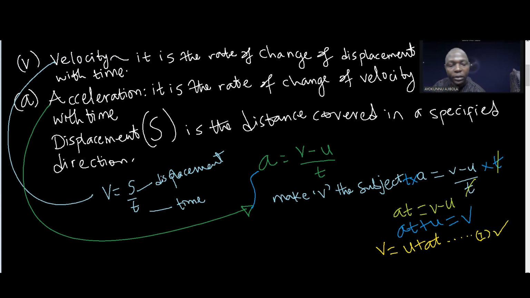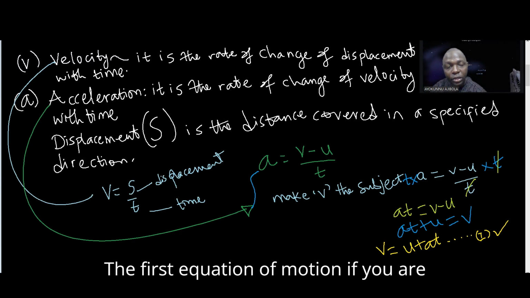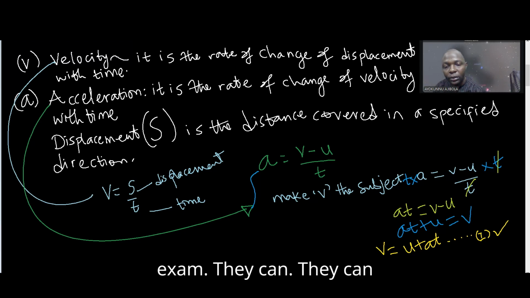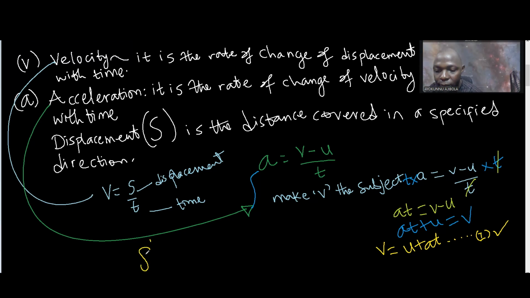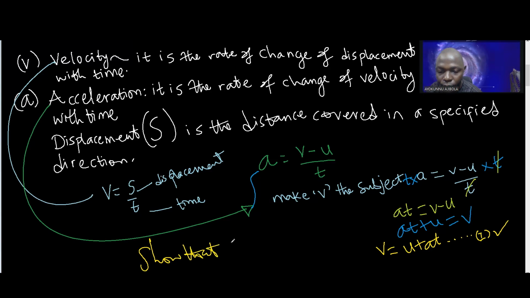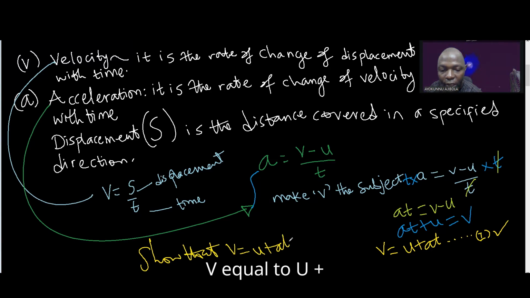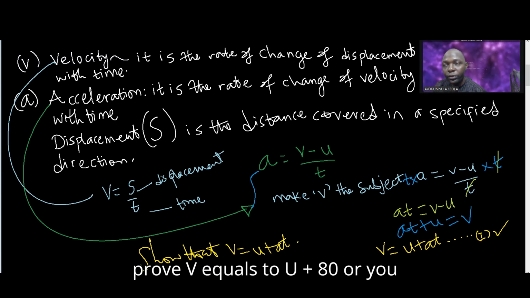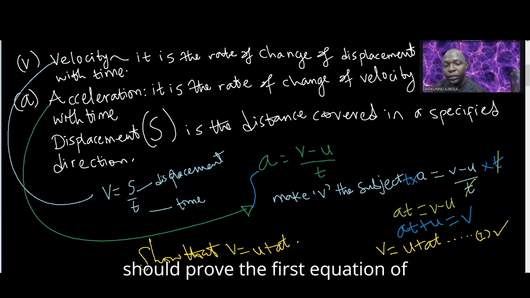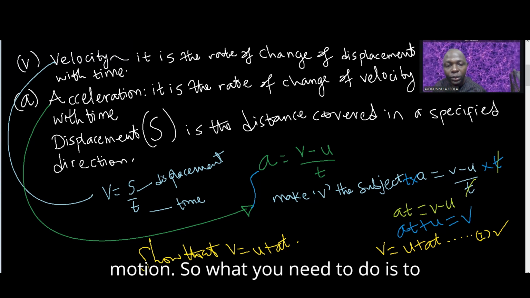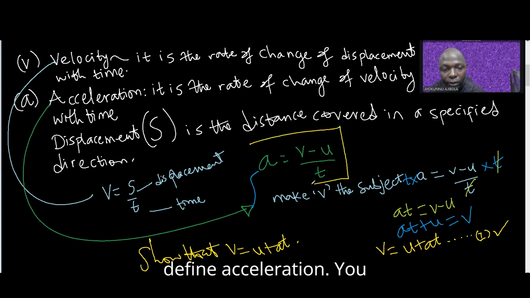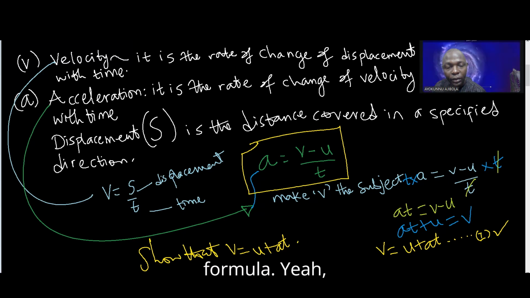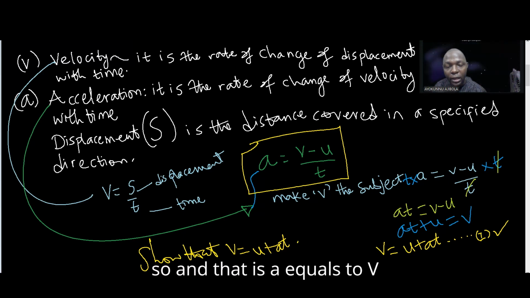So we've proven the first equation of motion. If you are asked to prove it in a test or an exam, they can say, show that V equal to U plus AT. What they're trying to say is that you should prove the first equation of motion. So what you need to do is to define acceleration by formula, and that is a equals to v minus u over t.